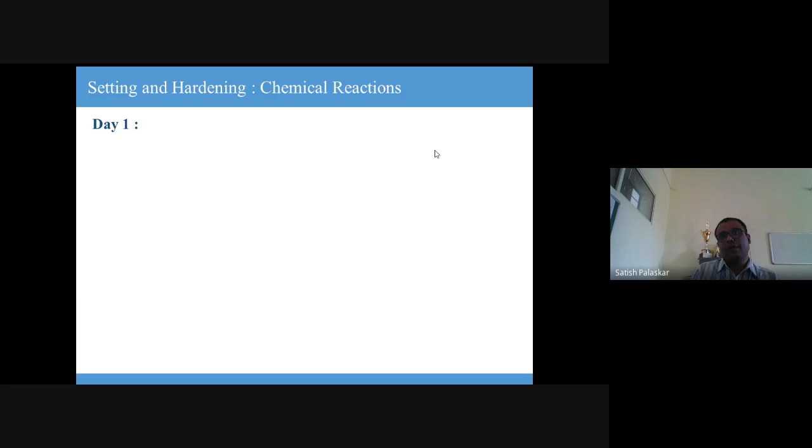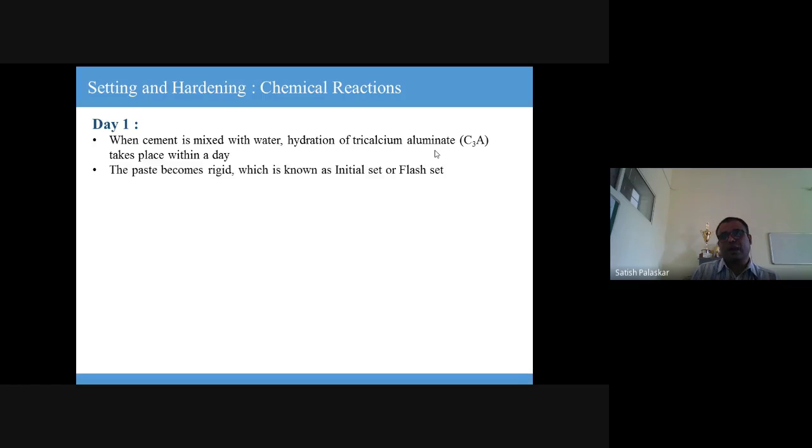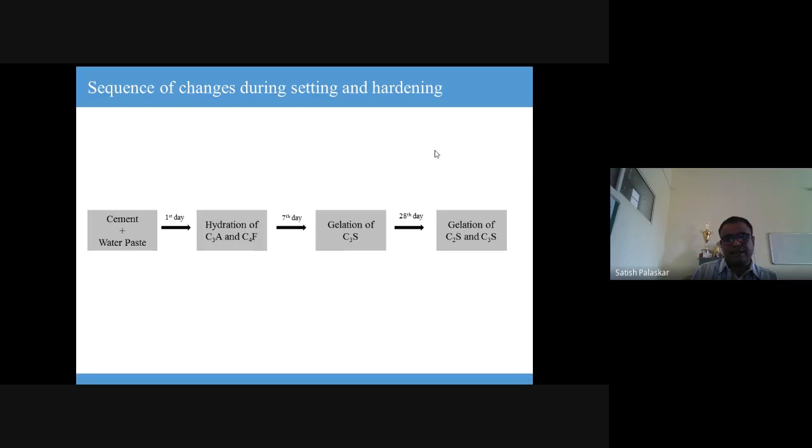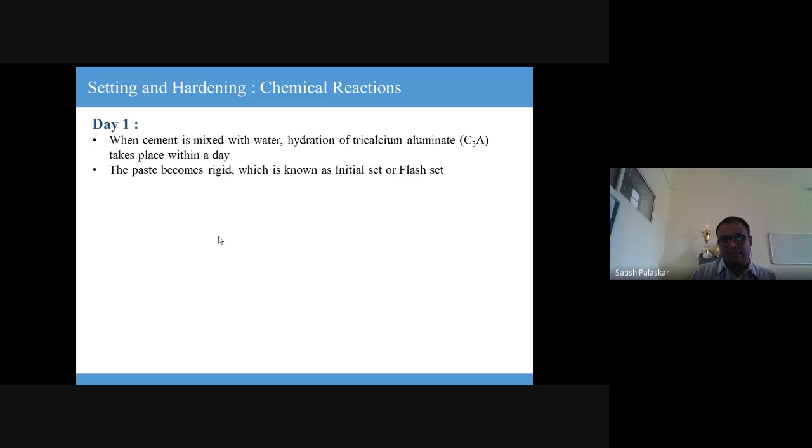Now we'll see what chemical reactions will take place for all these dates. When the cement is mixed with water, hydration of tricalcium aluminate, C3A, takes place within a day. Here, in the first day, it is mentioned hydration of C3A and C4AF. The paste becomes rigid, which is known as initial set or flash set. That reaction will be given over here.